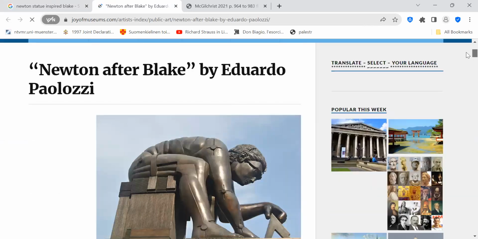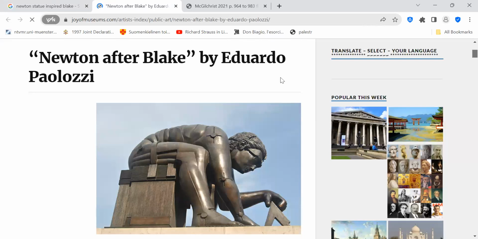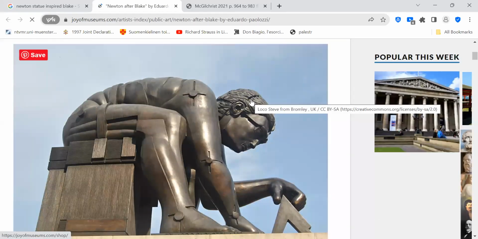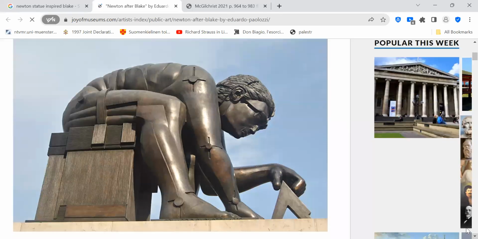It's in London. Newton after Blake. William Blake. William Blake despised Newton. He did. Yeah, he didn't like him at all. Because of these things. Wow.